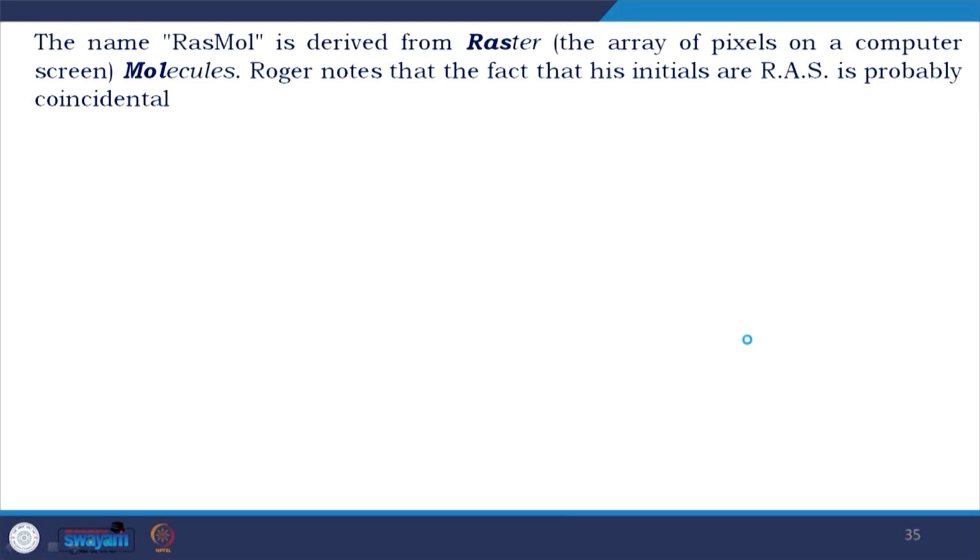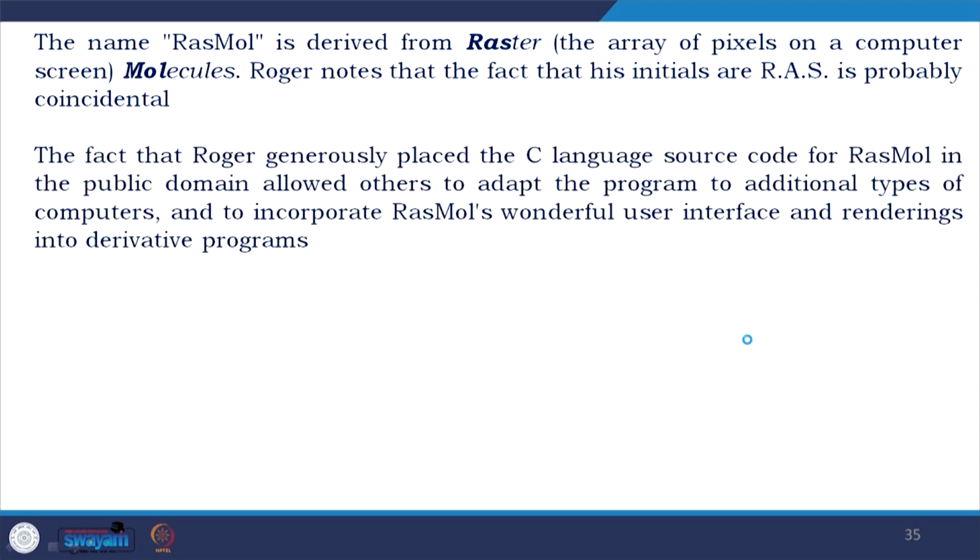Why RASMOL? The name RASMOL is derived from raster, the array of pixels on a computer screen, and molecule. So, raster molecule, RASMOL, and Roger specifically mentioned that his initials, which are RAS, are probably coincidental. The fact that Roger generously placed the C language source code for RASMOL in the public domain allowed others to adapt the program to additional types of computers and to incorporate RASMOL's wonderful user interface and rendering into derivative programs.